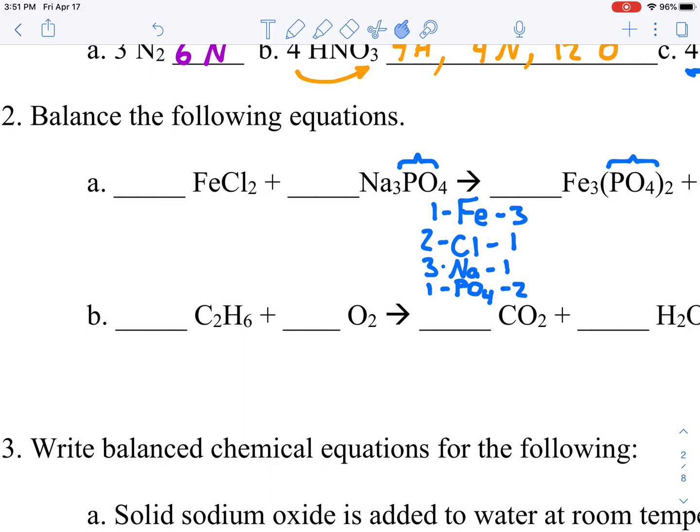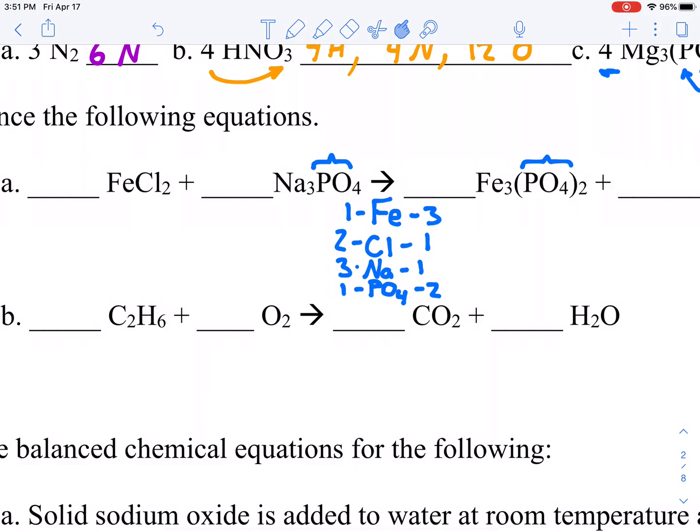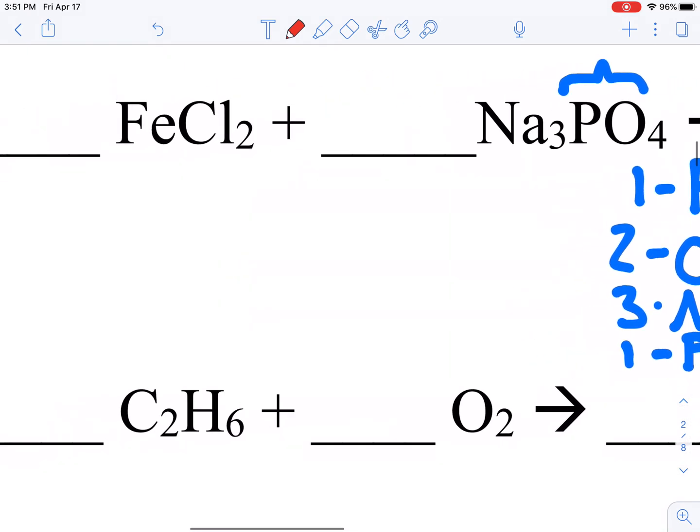And so let's do that. You can start with any of them. We can start with the iron just for fun, right? Because it's at the top of the list, but you can start with any of them. We'll have more tips for which ones you should start with down the road. And remember, what we can't do is this. So we see here that there are 3 irons on the right. We can't just say, well, let's make 3 irons on the left, like that. Remember, you can't add subscripts. You can only add coefficients.